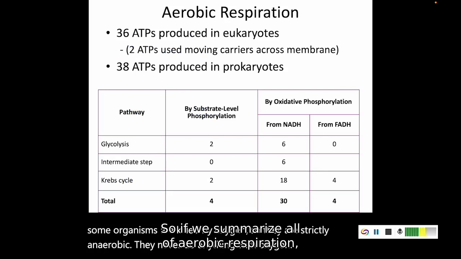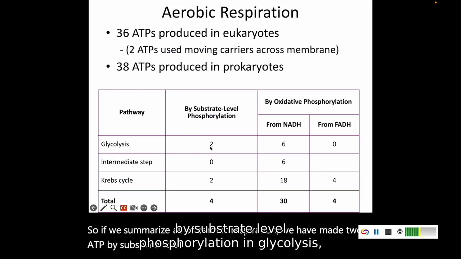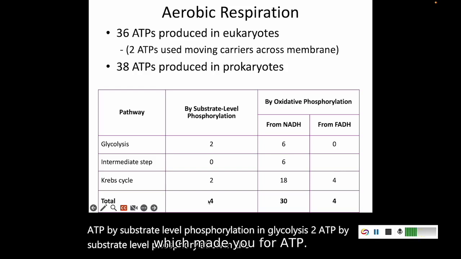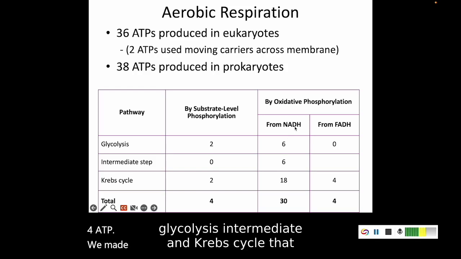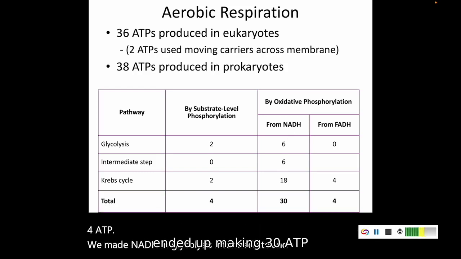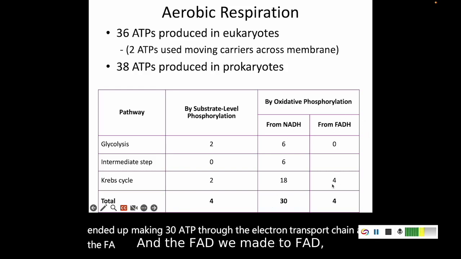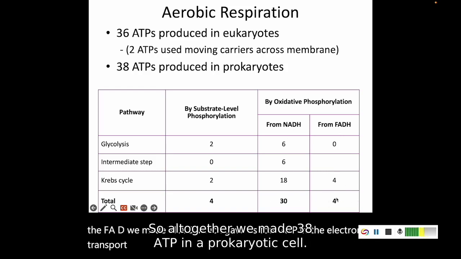So if we summarize all of aerobic respiration, we have made 2 ATP by substrate level phosphorylation in glycolysis, 2 ATP by substrate level phosphorylation in the Krebs cycle, which made you 4 ATP. We made NADH in glycolysis, intermediate, and Krebs cycle that ended up making 30 ATP through the electron transport chain. And the FAD, we made 2 FAD, which gave us 4 ATP in the electron transport chain. So altogether, we made 38 ATP in a prokaryotic cell.